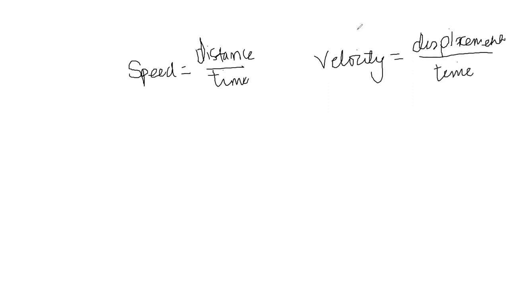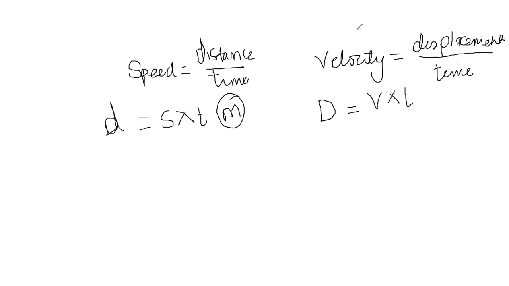Now looking towards this particular aspect, I would like to specify small d, which I will consider for distance, which is equal to speed s into time. This is also measured in meters. And displacement I will consider with a capital D, where we can consider v as a velocity multiplied by time t. This is also measured in meters.